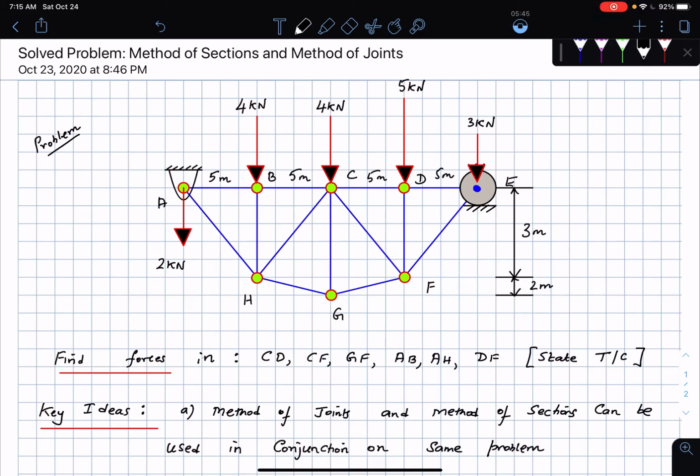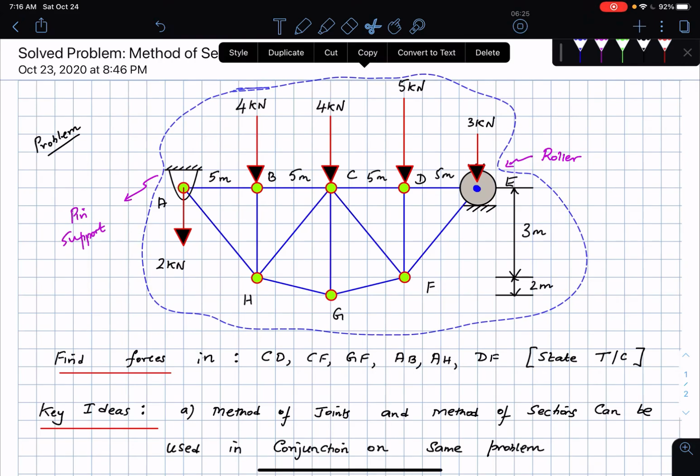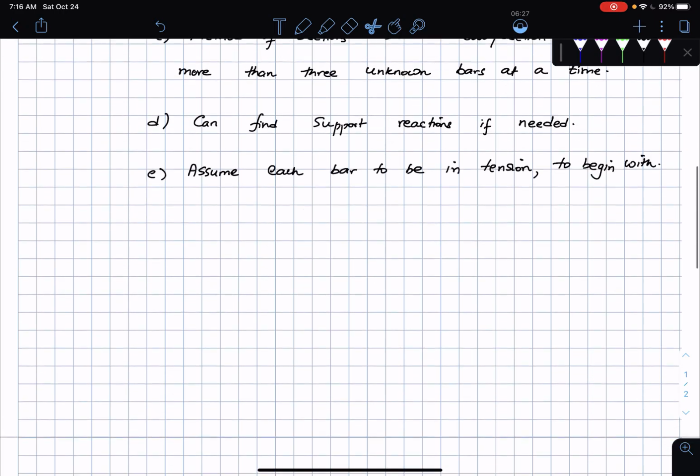The other thing I need to do is I look at the support at E. That's a roller, okay? Let's write this down. So this is a roller support, okay? And then this is a pin support at A, which means that in total I have 3 unknown reaction forces, right? 2 at the pin A and then 1 at the roller. And so I can find out what these reaction forces are by performing a rigid body equilibrium analysis of the truss itself. So let me do that, to begin with. So I'm going to copy all of this, bring it down below, and I'm going to find the support reactions.